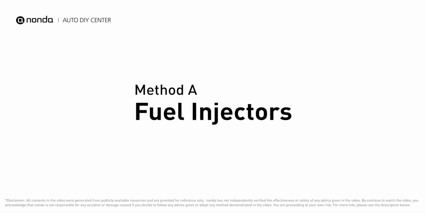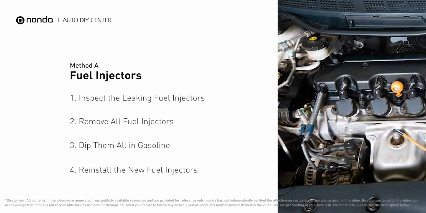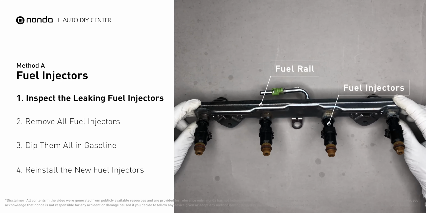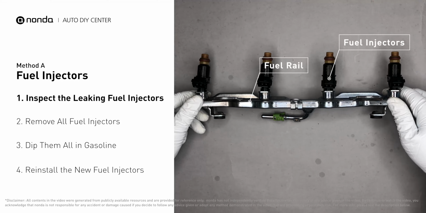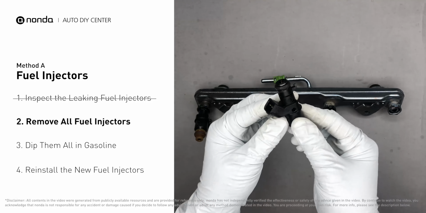Method A: fuel injectors. The fuel injectors are mounted in the intake manifold so that they spray fuel directly at the intake valves. Inspect the leaking fuel injectors on the fuel rail. Carefully remove the fuel injector.